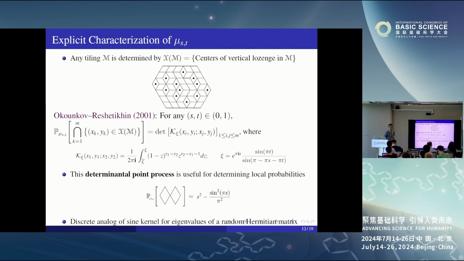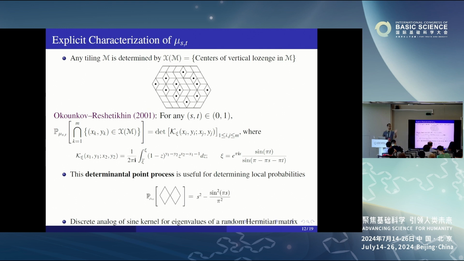One description of this measure was due to the work of Kenyon, Okounkov, and also by Kenyon around the turn of the millennium. I'll describe a slightly different looking, although equivalent description of this measure due to Okounkov and Reshetikhin. So to explain it, let me take any tiling, and it's a quick exercise to convince yourself that any tiling that has a positive proportion of all tiles is determined by the locations of the vertical tiles. So if I just know where the vertical tiles are here, that fixes the rest of the tiling.